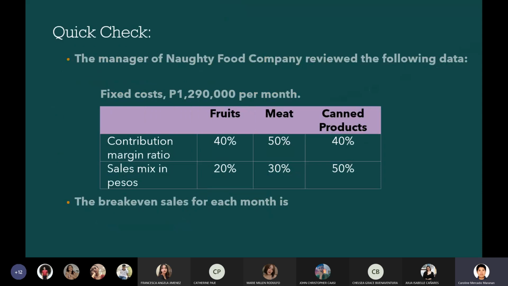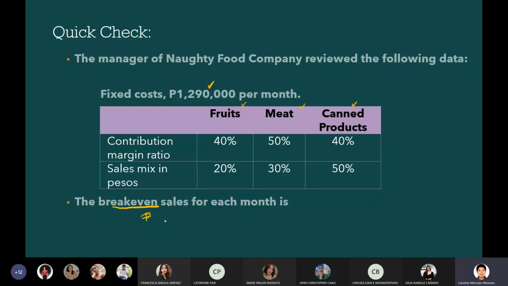Next problem natin. The manager of Noti Food Company reviewed the following data. May fixed cost daw na 1,290. So, ito daw yung mga products niya. Meron siyang 3 products: fruits, meat, and canned products. Tinatanong, break-even sales for each month. Pag sinabi natin break-even sales, this is peso. So, amount ang hinihingi sa atin, hindi units.